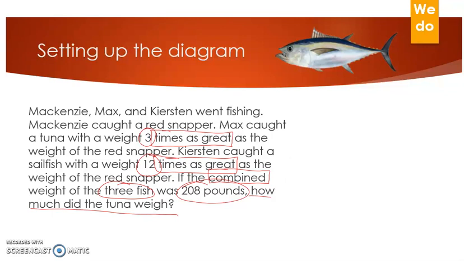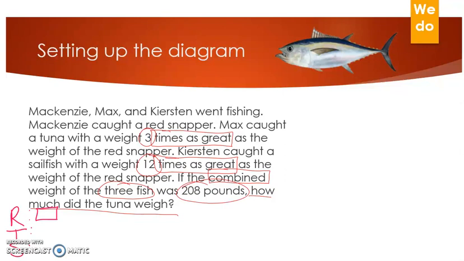So let's start with our labels for our different fish. So we have Mackenzie caught a red snapper, so I'm going to go ahead and put an R for red. Then Max caught a tuna, so it'll be T. And Kirsten caught a sailfish, so it'll be X. So everything is kind of basing off Mackenzie's red snapper. So let's put 1 box for her red snapper.